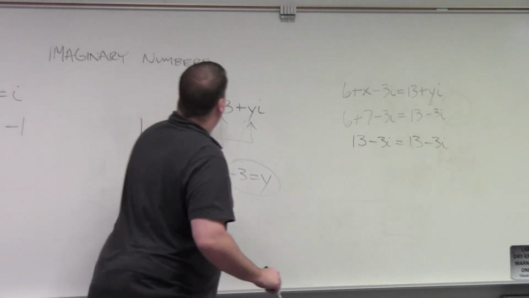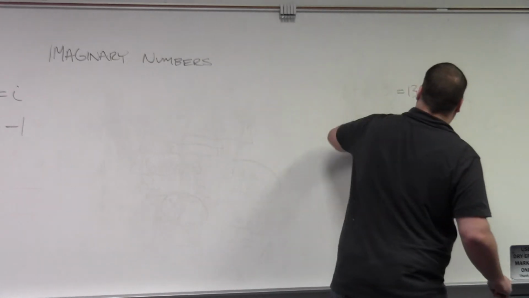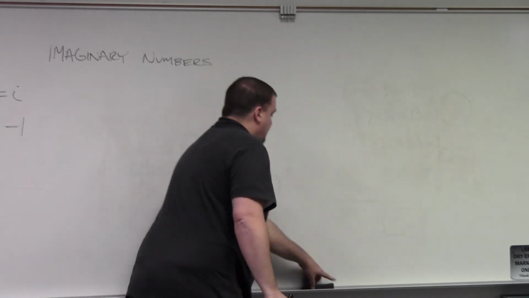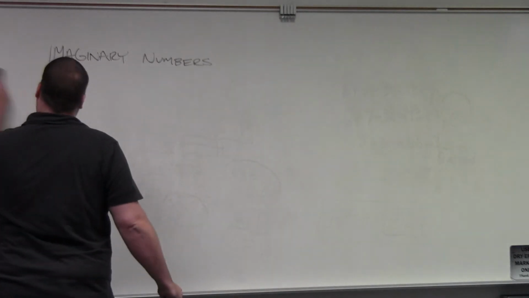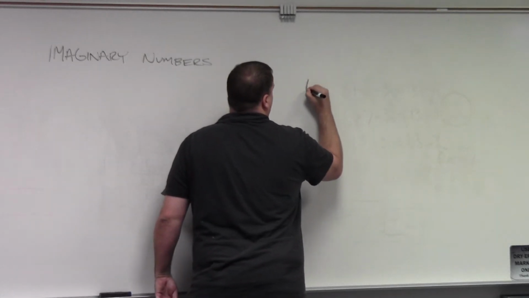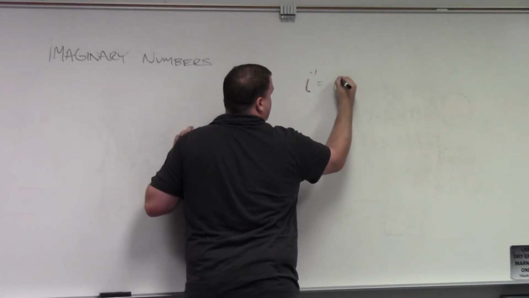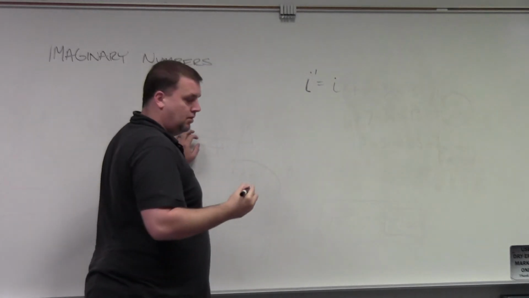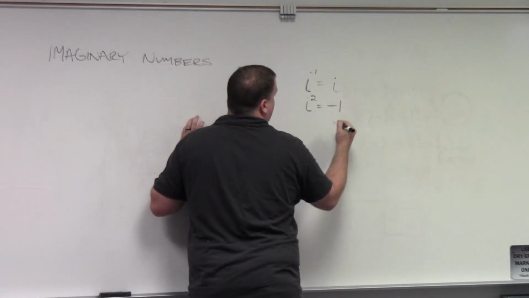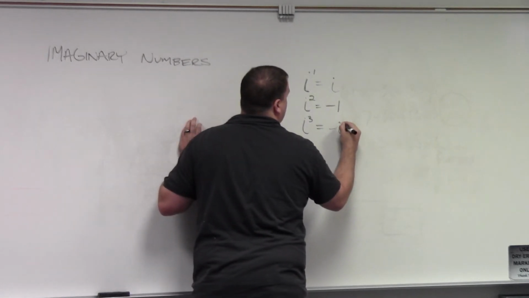So let's talk about some powers of i. We already have some definitions. Let me erase this over here. And these powers of i are also listed on the back of that first sheet. Well, anything to the first power is just itself, right? So i to the first power is really i. i to the second power is -1.